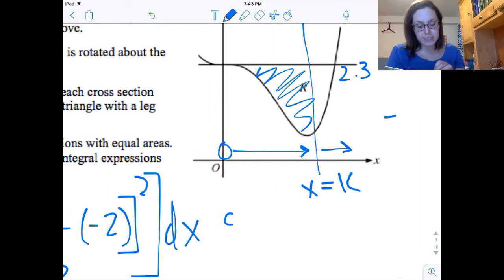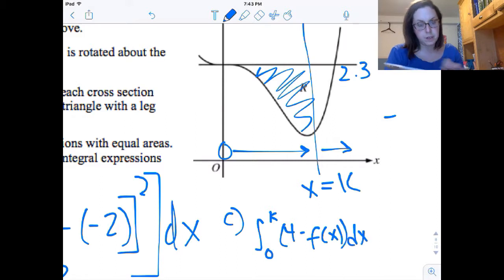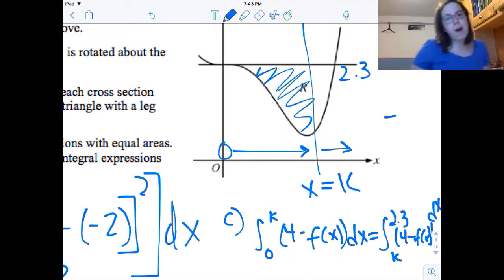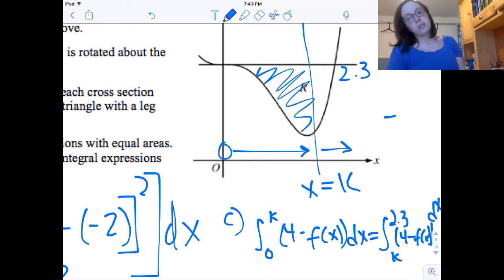I would want the integral from 0 to K of 4 minus f to be equal to the integral from K to 2.3 of 4 minus f dx. And that's all you need to do, right? Set up some kind of an equation that helps you find where K would be. It doesn't say to figure out what K is. Just set up an equation.